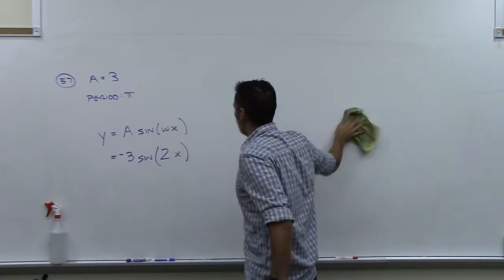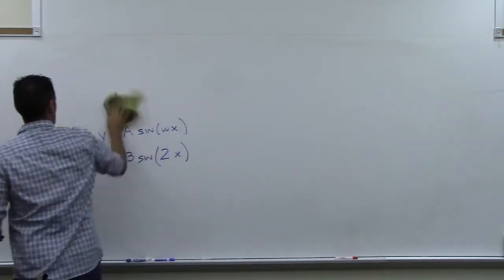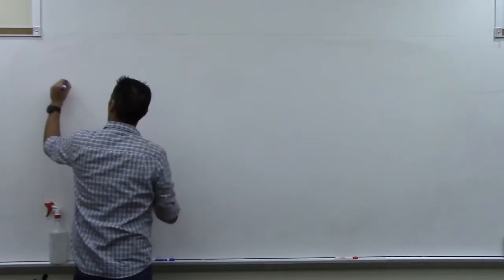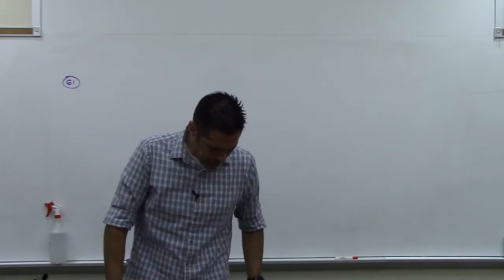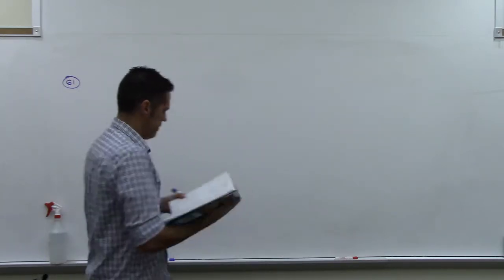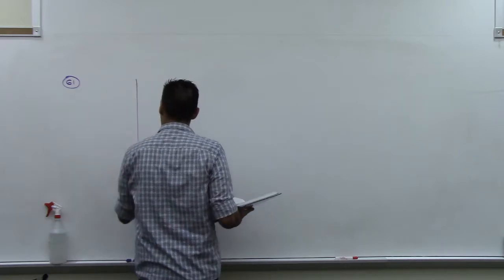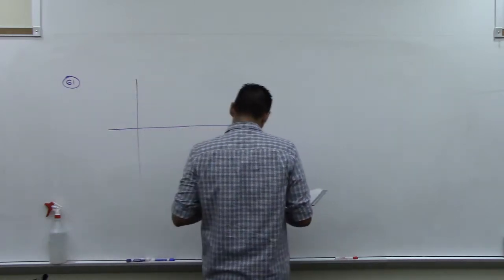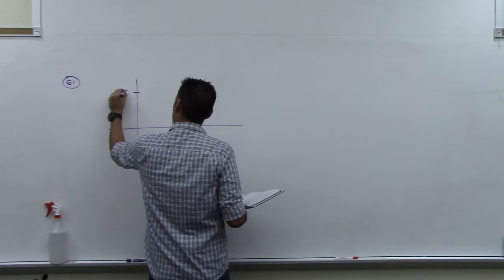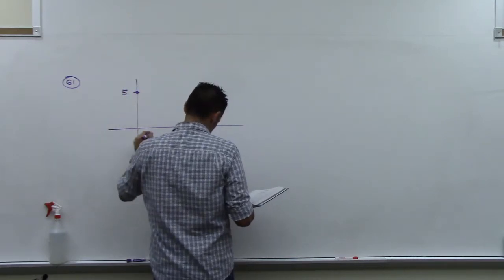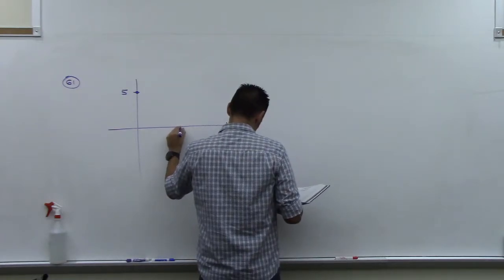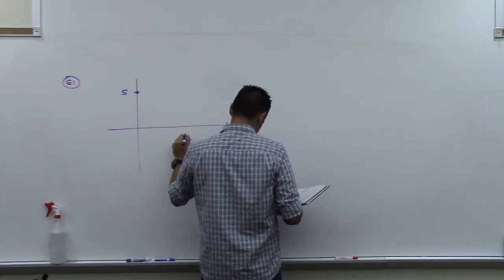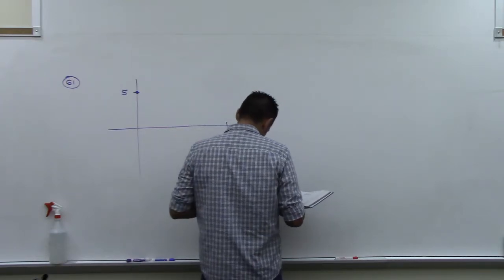How about number 61? Number 61, find an equation for each graph. All right, so this is going to take me a second to draw this. So let's see, it starts up here at 5. And it looks like at 10. And then, man, it's hard to read this.